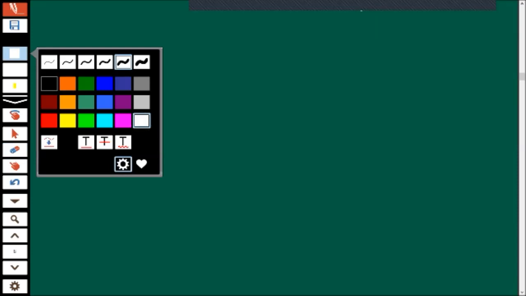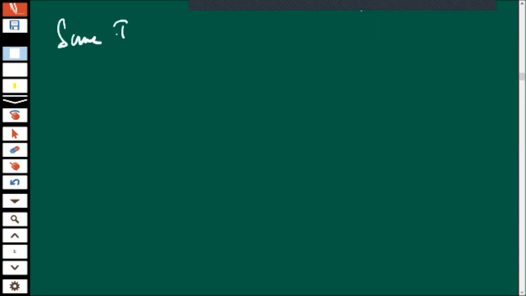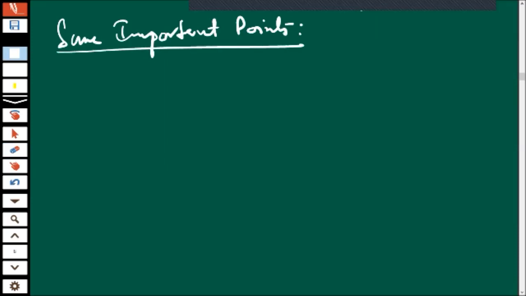Children, write some points. So tomorrow we can do the objective session, an objective type of session fully based on ionization energy. One by one we will discuss all periodic properties. Just write some important points. Keep on writing.